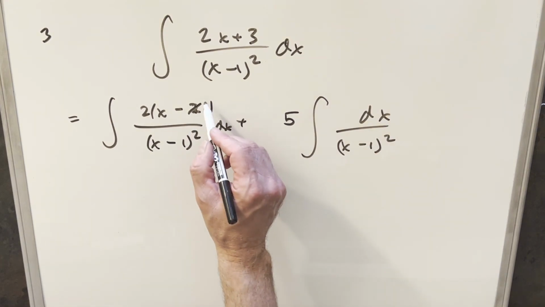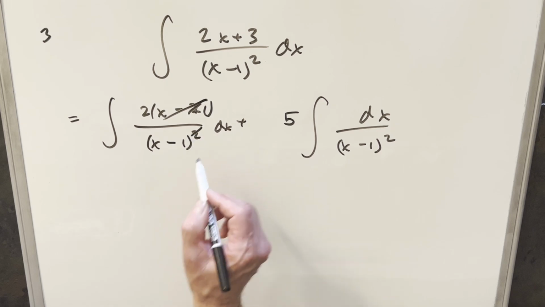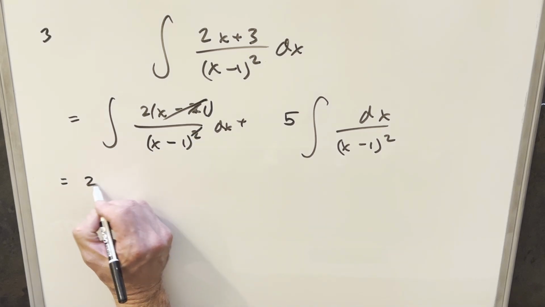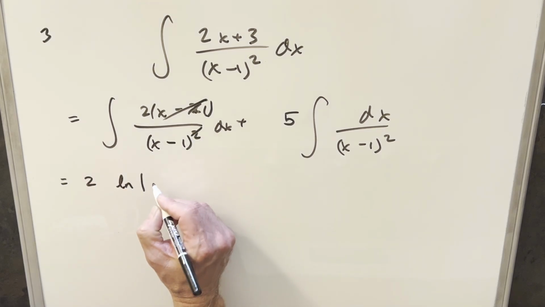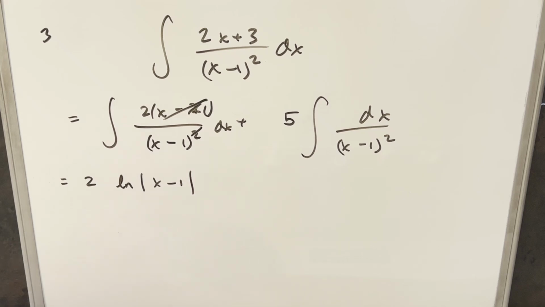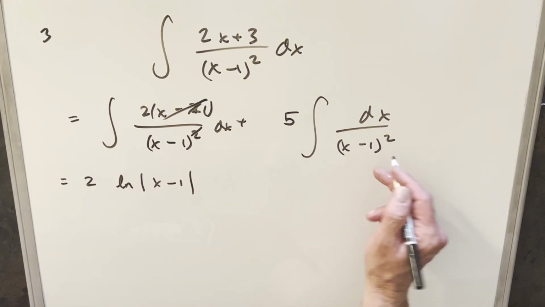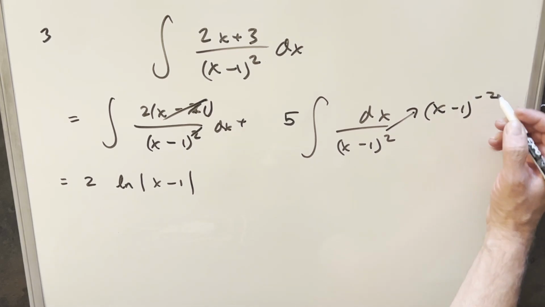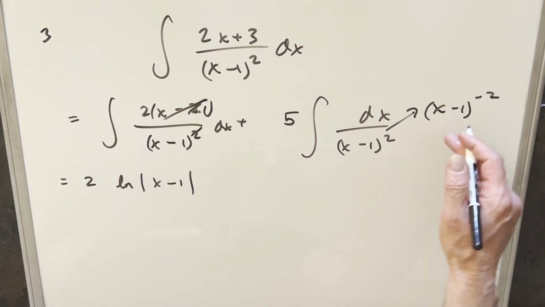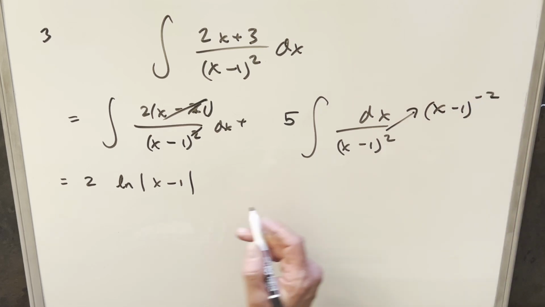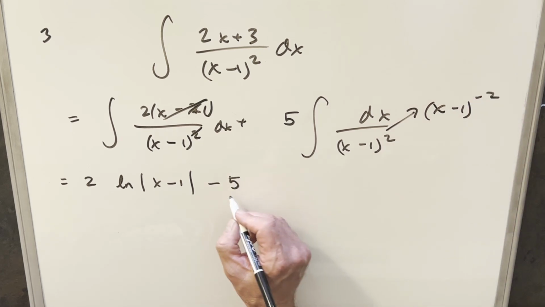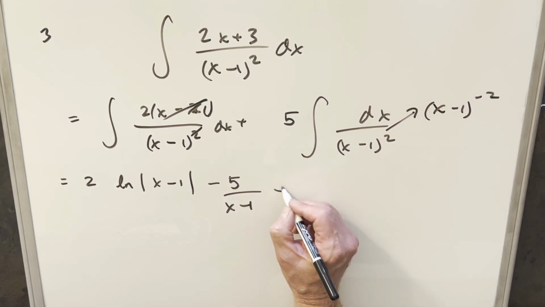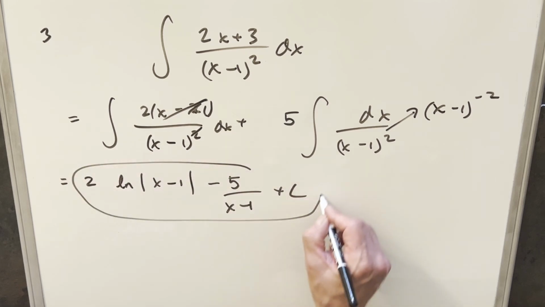Now here in this first integral, this is going to cancel with one of these. So this first piece is just going to become 2 natural log absolute value x minus 1. And then here we can just do power rule, but a minus sign is going to come out. We can look at this as x minus 1 to the minus 2. So if you do power rule, you get the exponent raised to minus 1, divide by minus 1, we get minus 5 over x minus 1, add a plus c, and that's it.